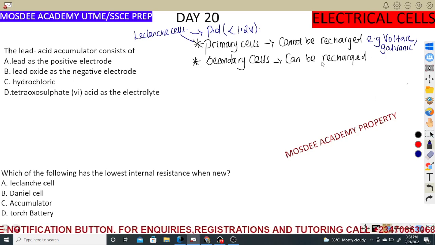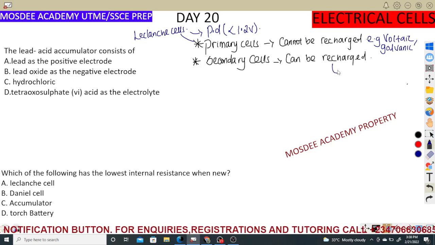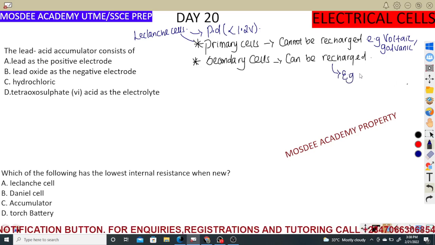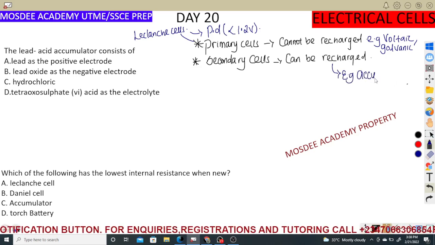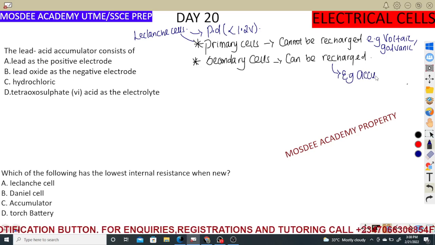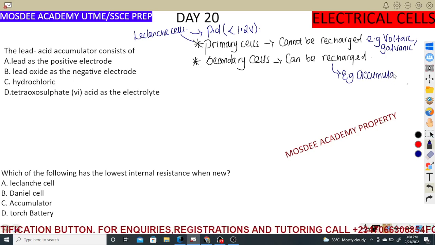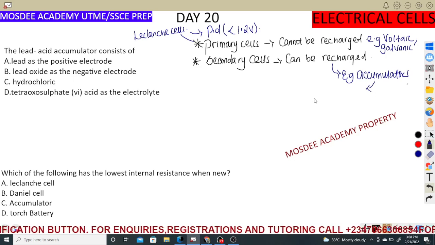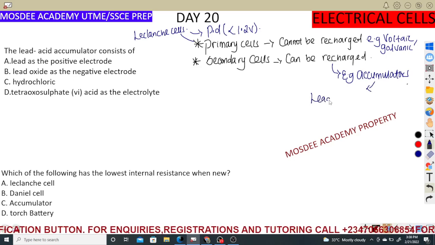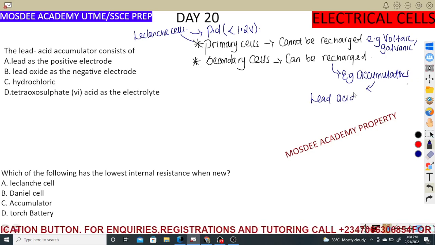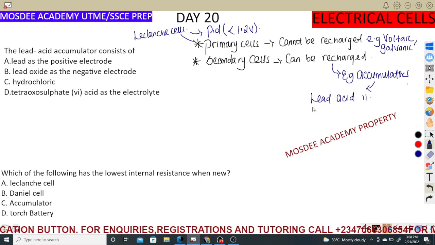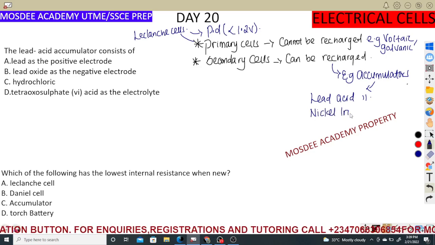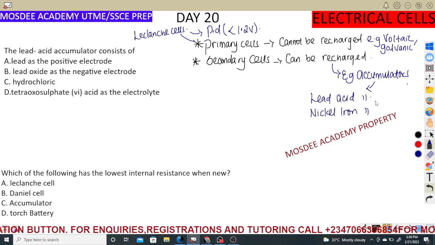Now, the secondary cells that can be recharged after use, we have quite a lot of them. Example, the major one is the accumulator. Basically, accumulator is what your syllabus requires. Permit my spellings. Examples of the accumulators: we have the lead acid accumulator, the way it is written in junior classes, and we have the NiFe, which is the nickel iron accumulator. So this is the basic thing.